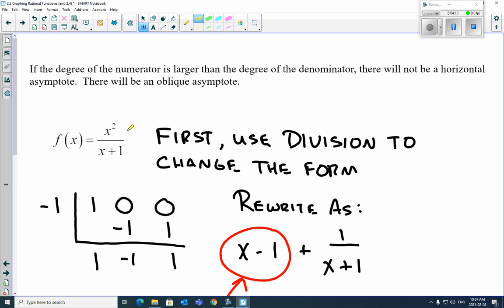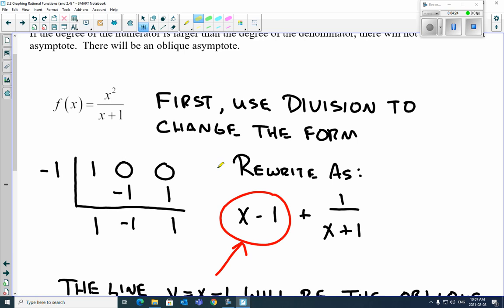So what we do is we use division to change the form, and then we rewrite it. So we do good old synthetic division. We have x squared, so we need a 1, a 0, and a 0. And then we put our negative 1 out here, because whatever we plug in there makes that 0. And then we do synthetic division, and we get 1, which is our x minus 1, and then our 1 plus x plus 1. That's the way to write it out.